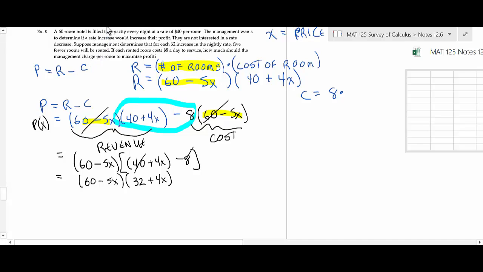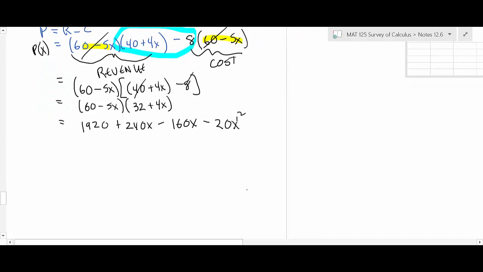Now let's go ahead and FOIL this. You can use your calculator on this. So let's see, if we do 60 times 32, that's going to give 1920. Okay. Outside term is 240x. Inside term is 32 times 5, that's minus 160x. And then minus 20x squared. Okay, like that. You do have like terms, so that's going to be 1920 plus 80x minus 20x squared. Okay, so that is the profit function.